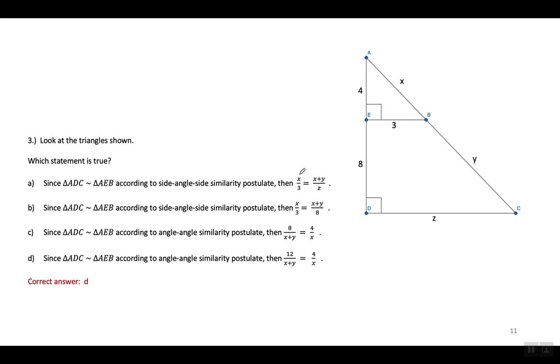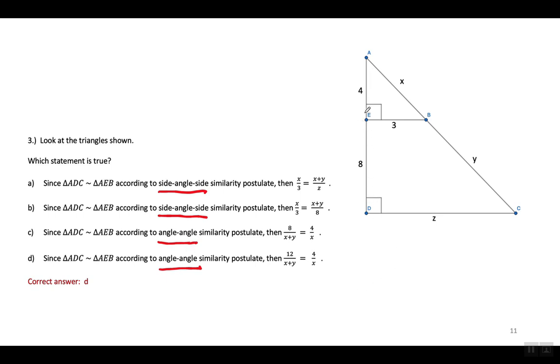Alright, now because they all have the same part at the beginning of the answer, we got to look at the back part and see which is the correct answer. Okay, now if we continue to look at all the answers and compare them, the top two say side angle side similarity postulate, and the bottom two say angle angle similarity postulate. All right, so let's look at that now.